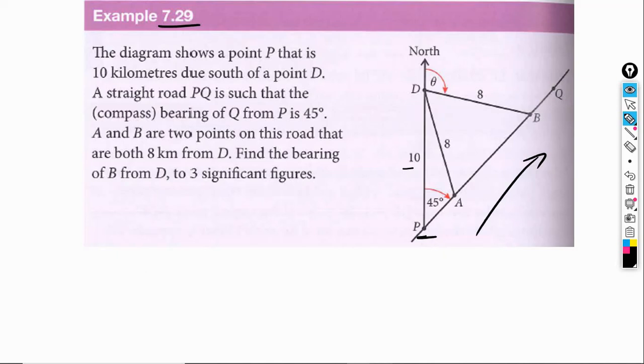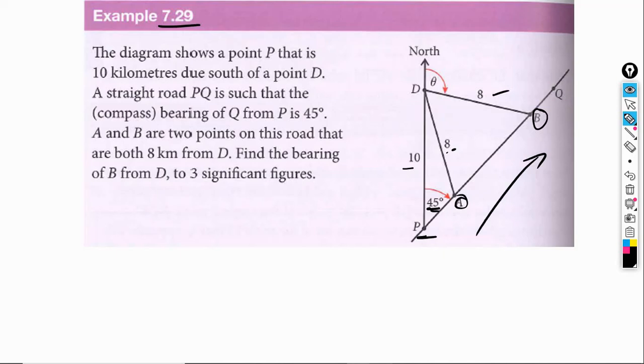Okay. So when they talk about bearing, it's always from the north, from the vertical. So that means that this is 45 degrees here from the vertical. A and B are 2 points on the road. So this is A and this is B, are 2 points on the road that are both 8 kilometers from D. So notice that this is 8 and so is this here. Find the bearing of B from D to 3 significant figures.